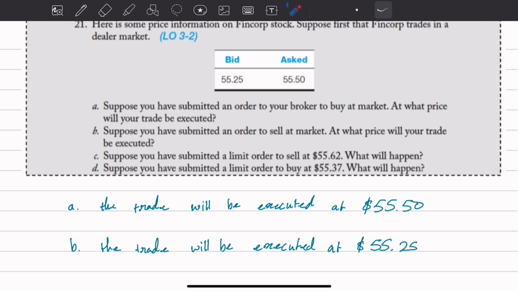We need to look at the bid prices. The highest bid price, we don't have the remaining bid prices, but since this is the one shown here, it's most likely the highest bid price. And we notice that it's less than the price that we are asking for. So the highest bid price is $55.25, and we placed a limit sell order for $55.62. So what will happen here? Nothing will happen. The trade will not be executed.